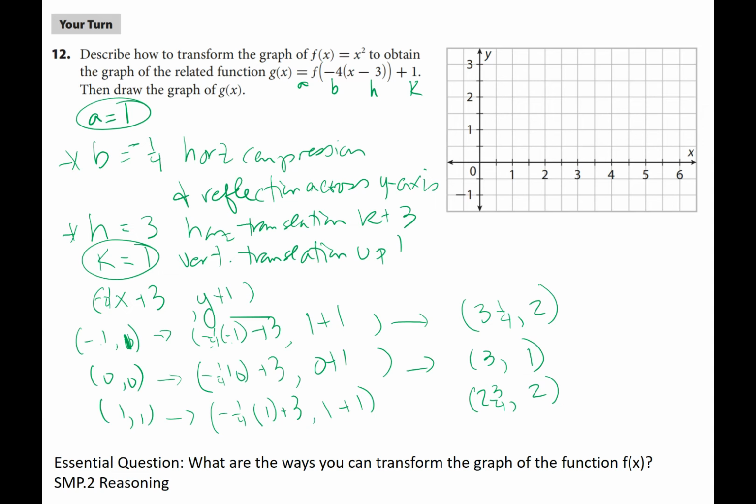Let's go ahead and plot those because that's the last little bit that we have to do. So we've got to go out 3 1/4 and up 2. And go out 3, 1. We're going to go out 2 3/4. So this thing is a super, super skinny graph.